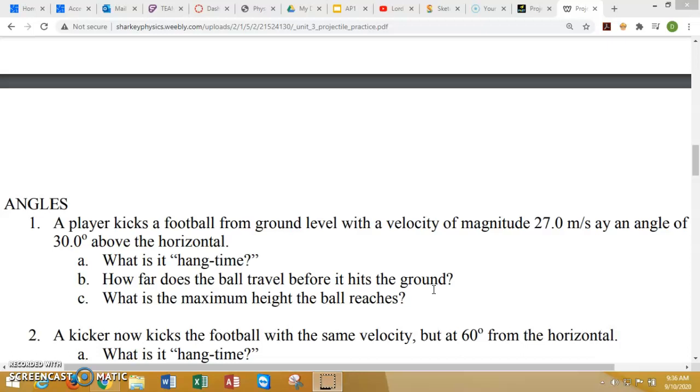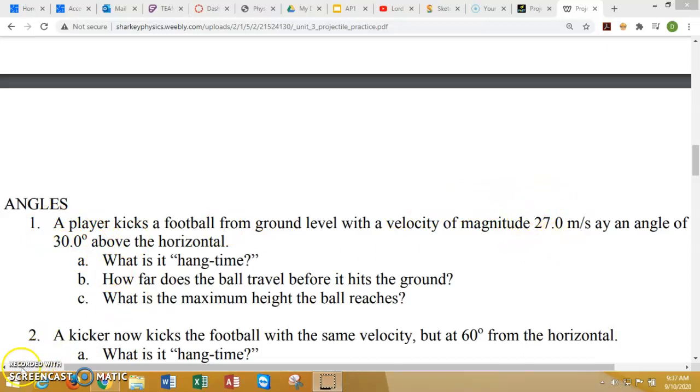See how it says angles here. A lot of these problems refer to football. We have a player kicking a football from ground level with a certain velocity. That should be at an angle of 30 degrees above the horizontal. That's above the x-axis. And then they are asking us to solve for three things. So it looks like I have two numbers, and that's it. I have some angle, and I have an initial velocity.